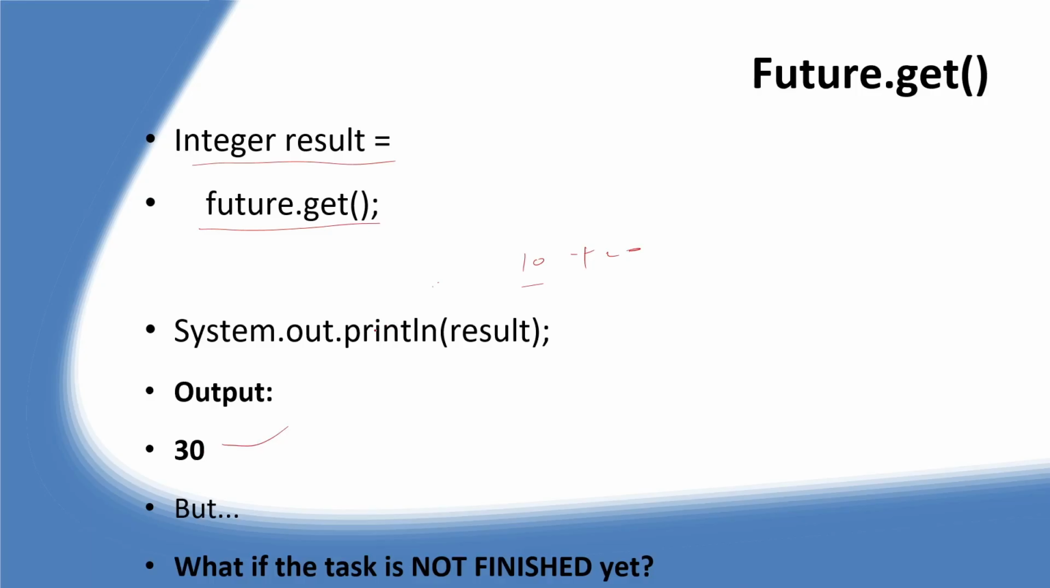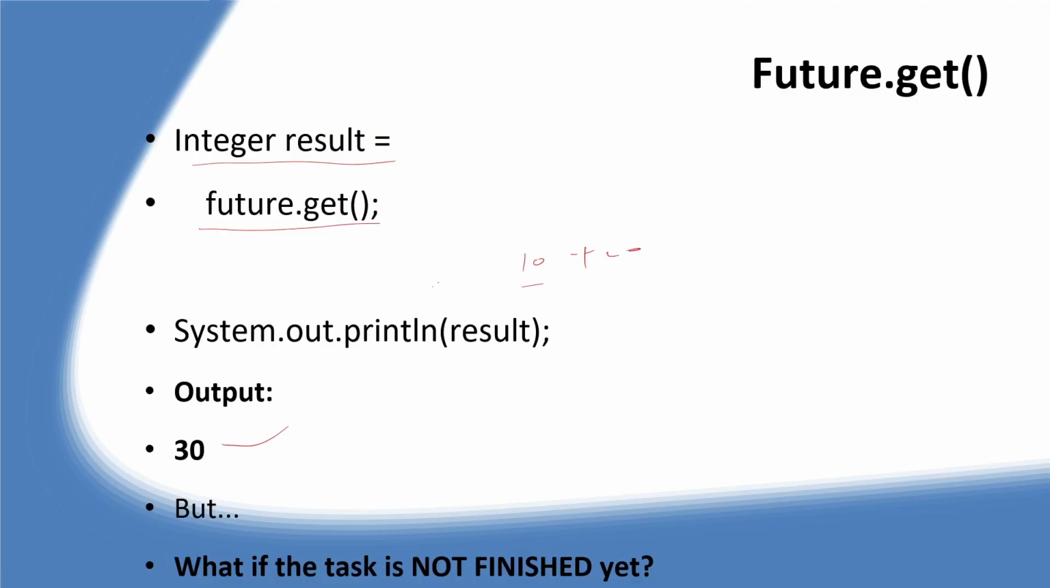But here is the important question. What happens if we call the get method before the background task has finished? Since it is asynchronous, it is working in the background. It is under process and we are calling the get method. In such a case, what will happen? Will Java return null? Does it throw an exception? Or does something else happen? This behavior is extremely important when working with Future.